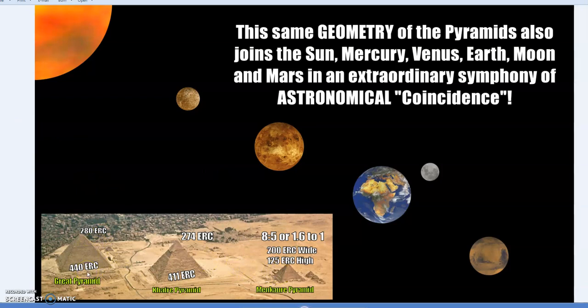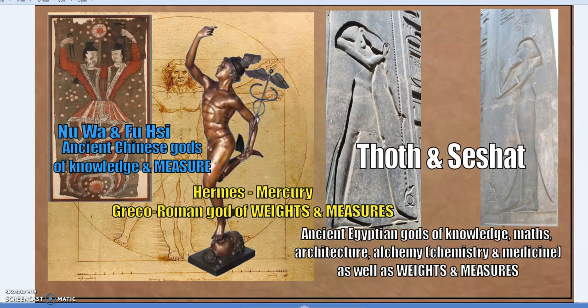So the idealized measures, for instance: the base of the Great Pyramid is 440 Egyptian royal cubits, 280 high. Khafre Pyramid 411 wide, 274 high. And the smallest of the three, the Menkaure Pyramid, 200 Egyptian royal cubits wide on the southern side and 125 Egyptian royal cubits high. Now the Khafre Pyramid is a 2:3 ratio, and the Menkaure Pyramid is an 8:5 ratio.